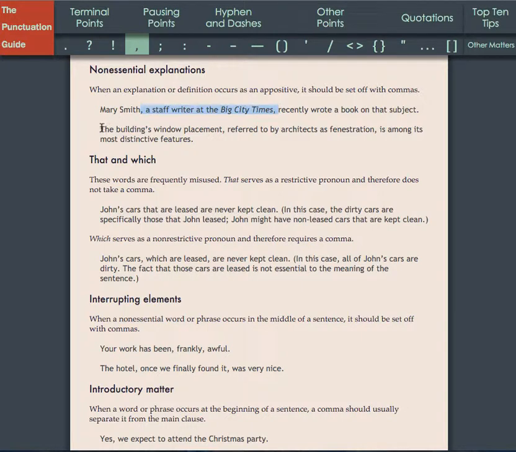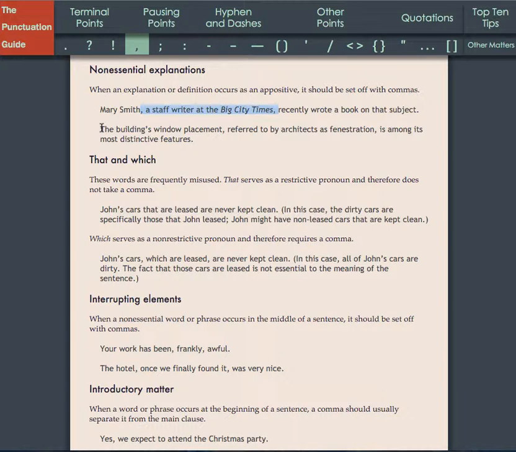The same thing works in the second example. The building's window placement is among its most distinctive features. That sentence is grammatically correct, but if we wanted to add that element, referred to by architects as fenestration, we need to use a comma to introduce it and to close it off, to bring it back. So oftentimes when you add a comma, you will add a second comma because you're introducing something and then closing it back off. And so when you think about it that way, if you're opening the sentence to input something, you need to close it as well. So oftentimes it's with a comma. However, if you're ending a sentence, you could very easily end it with a period instead of a comma, obviously, so it'd be a comma and a period.